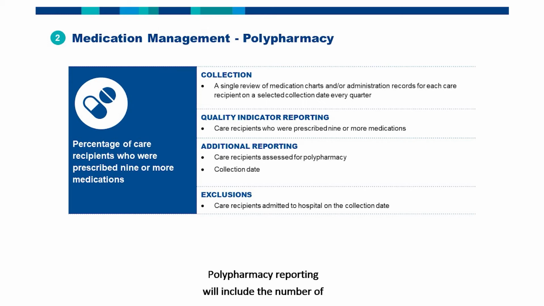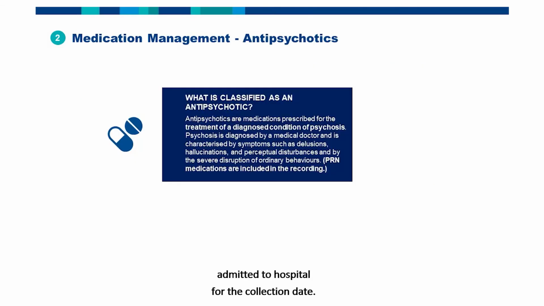Polypharmacy reporting will include the number of care recipients who were prescribed 9 or more medications. A number of details will be reported additionally, including the number of care recipients assessed for polypharmacy and the collection date. Exclusions for the medication management polypharmacy category include care recipients admitted to hospital for the collection date.